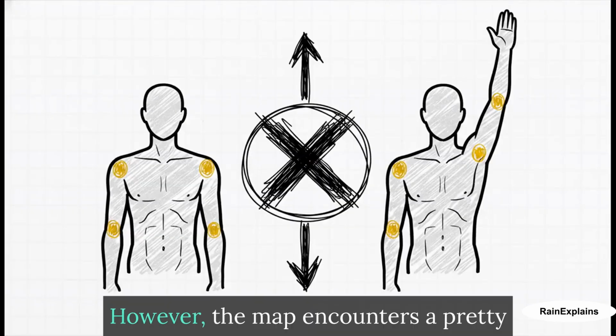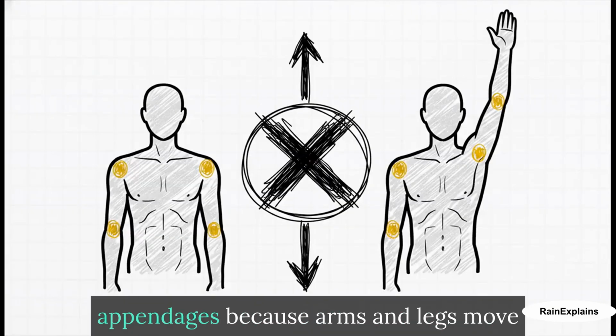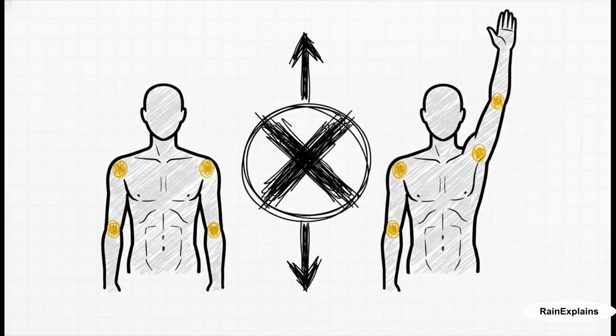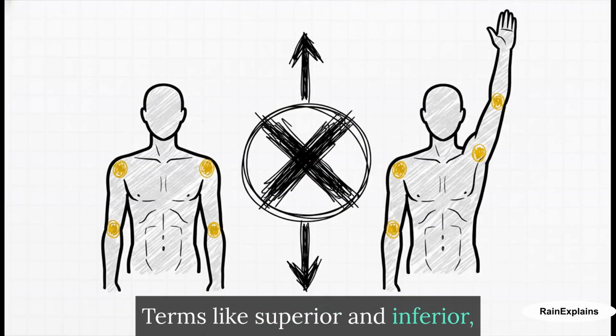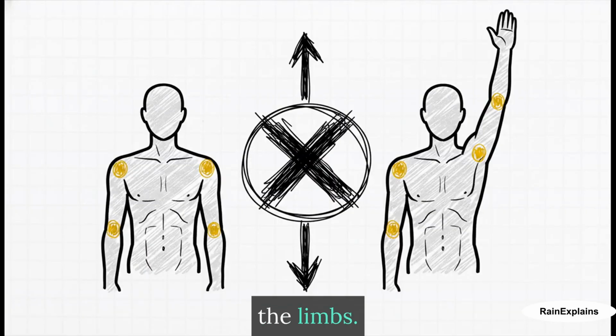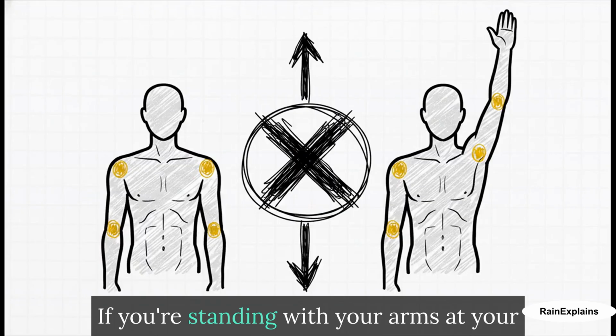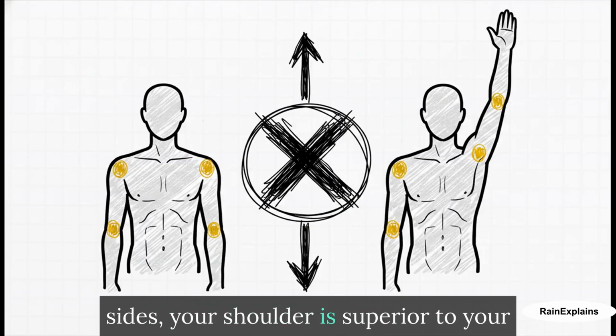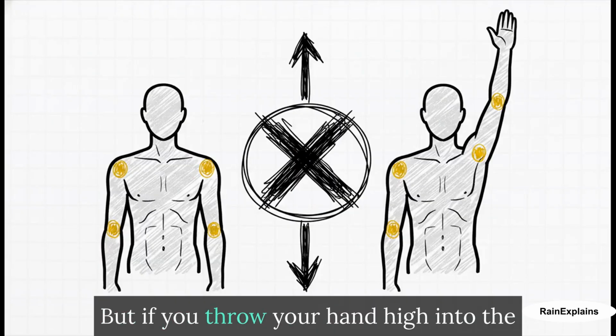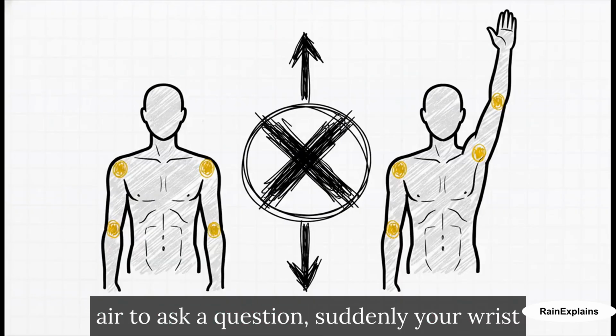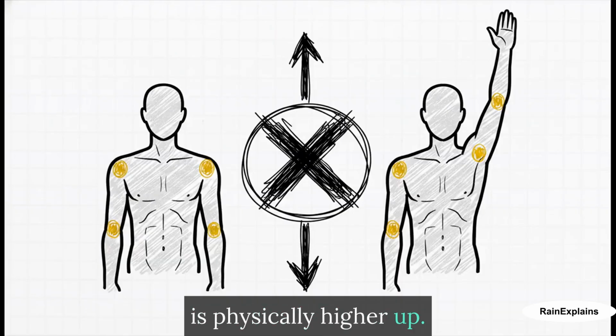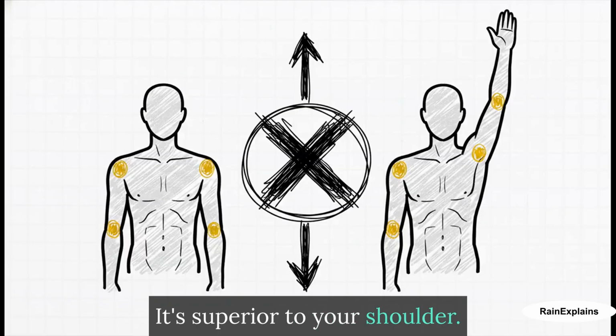However, the map encounters a pretty major glitch when we get to the appendages, because arms and legs move totally independently of the torso. Terms like superior and inferior completely break down when applied to the limbs. Think about it. If you're standing with your arms at your sides, your shoulder is superior to your wrist. But if you throw your hand high into the air to ask a question, suddenly your wrist is physically higher up. It's superior to your shoulder.